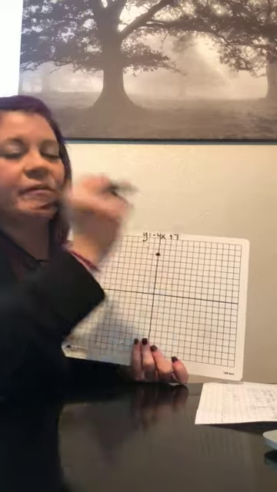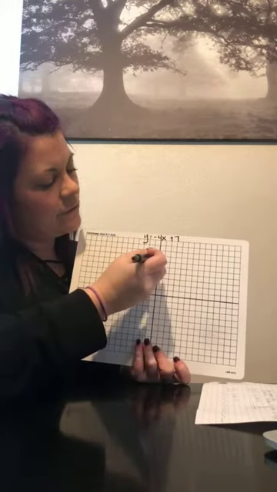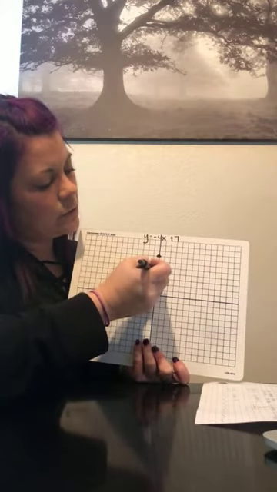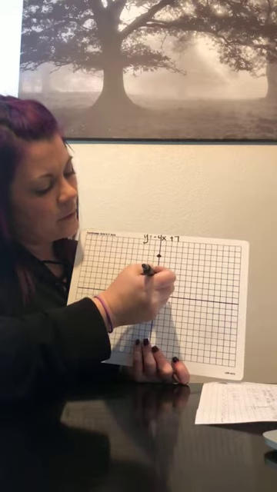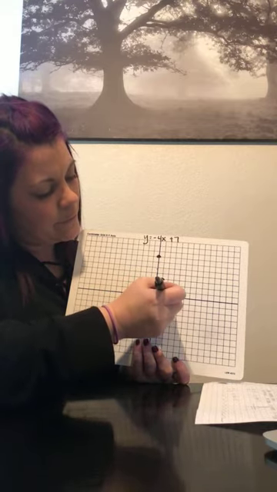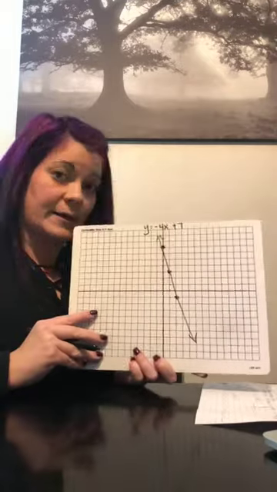And then my slope is -4. So it means I go down 4: 1, 2, 3, 4 over 1. And then I can see where the line's going, and I can draw the line. Okay, so that's graphing it. So let's do another one.